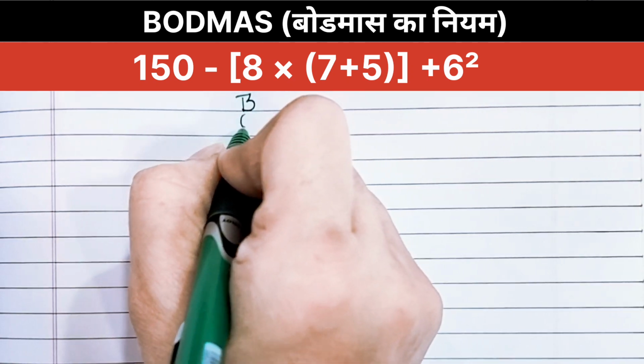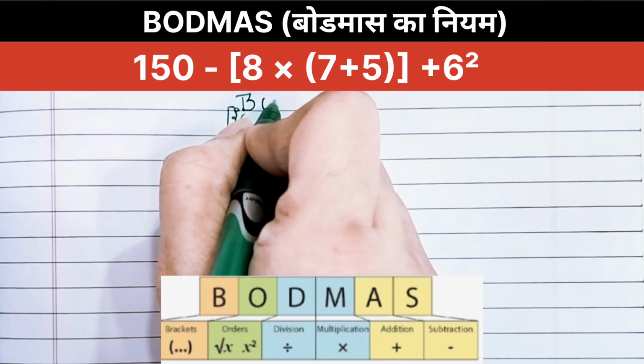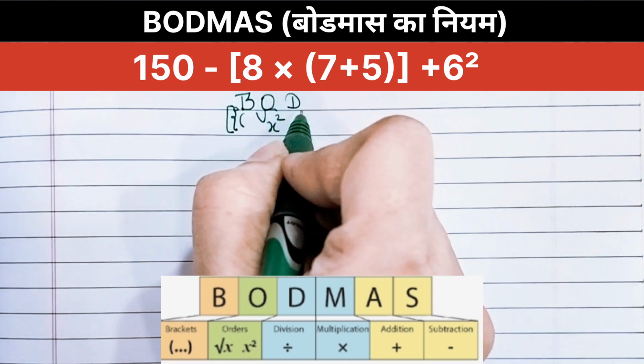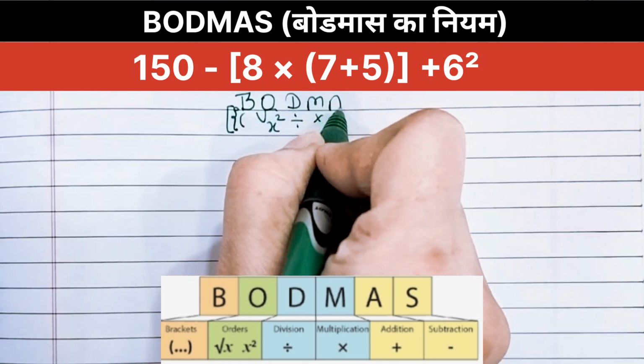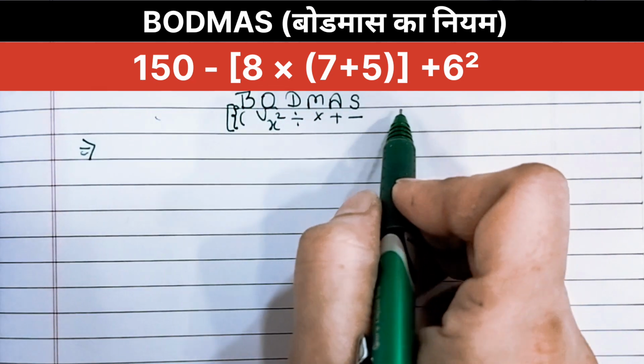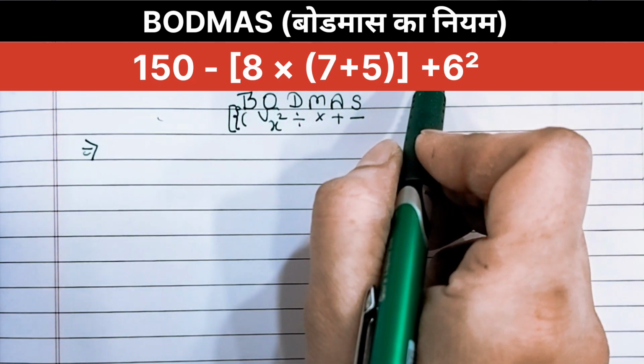BODMAS rule says first we solve brackets: small bracket, curly bracket, then square bracket. O stands for orders, we solve roots and exponents. D stands for division, M stands for multiplication, A stands for addition, S stands for subtraction. So according to this BODMAS sequence, we'll break down this expression with a step-by-step solution.